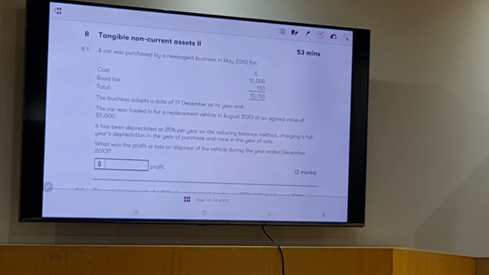Now for what value are you trading this? How much are you getting? The car was traded for a replacement vehicle, 5,000. So you receive cash. Yes. So how much is the profit? How much is that? 1,406. Okay.